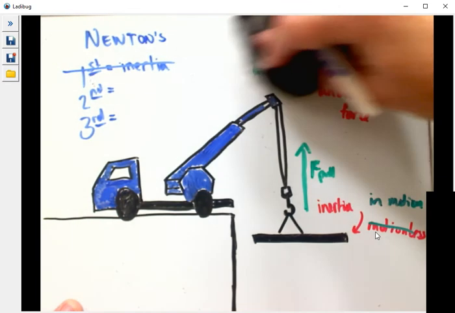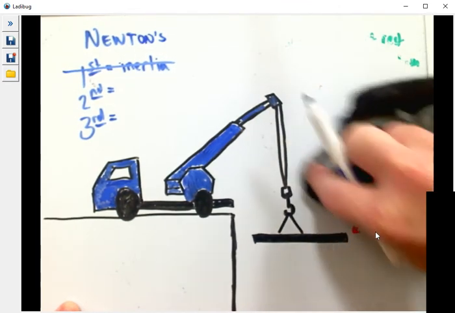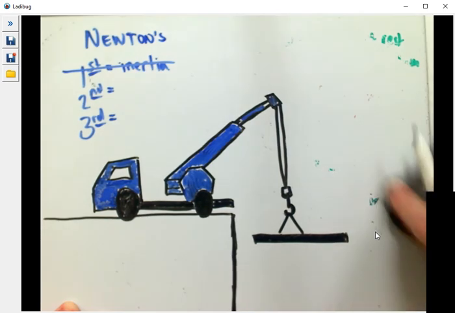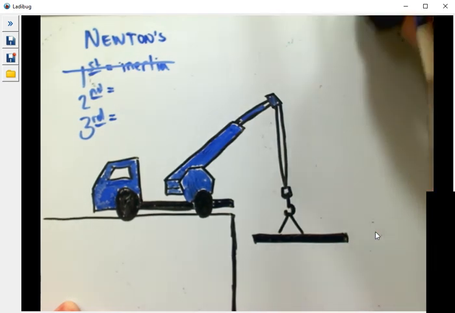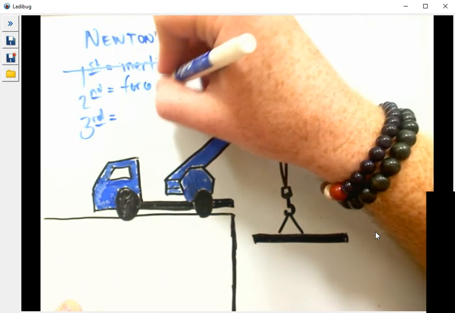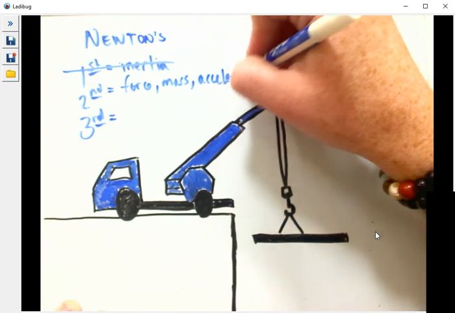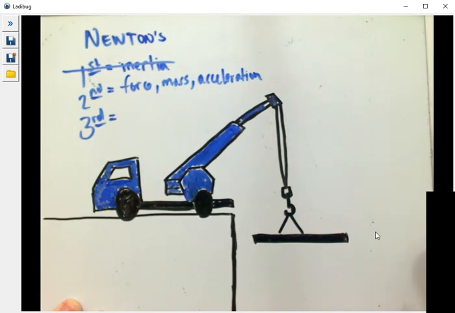Let's take a look at the second law. Newton's second law explores the relationship between force, mass, and acceleration. Acceleration has to do with the change in velocity or speed of an object. Now, imagine, if you will, that first we'll look at forces and then we'll look at mass.